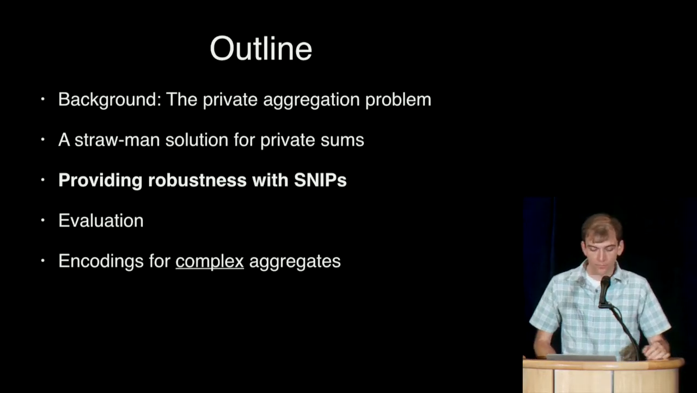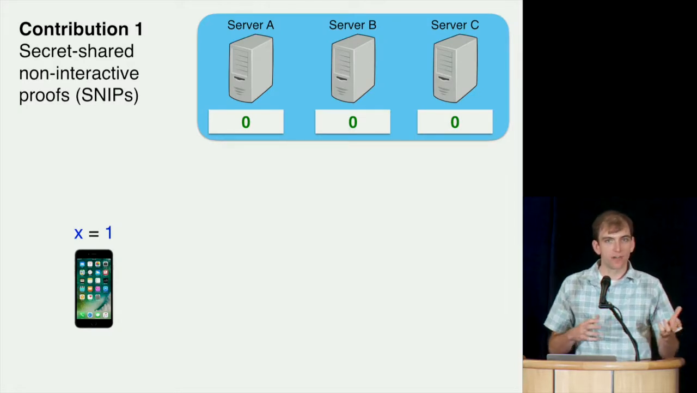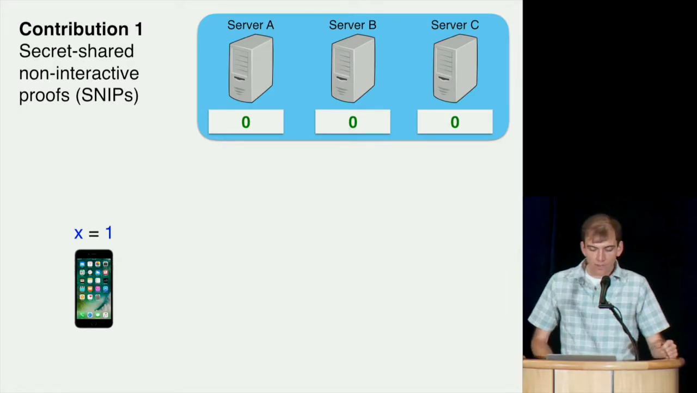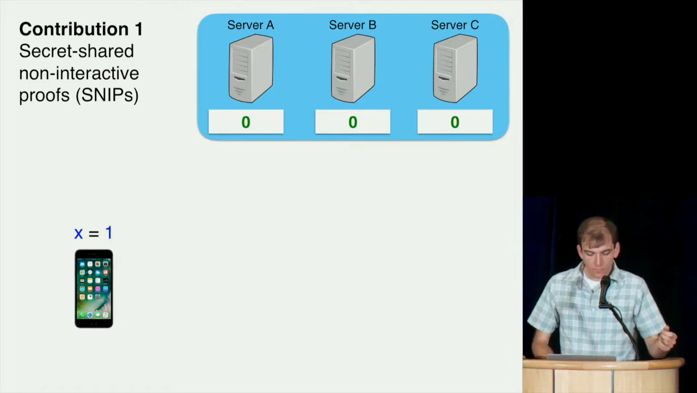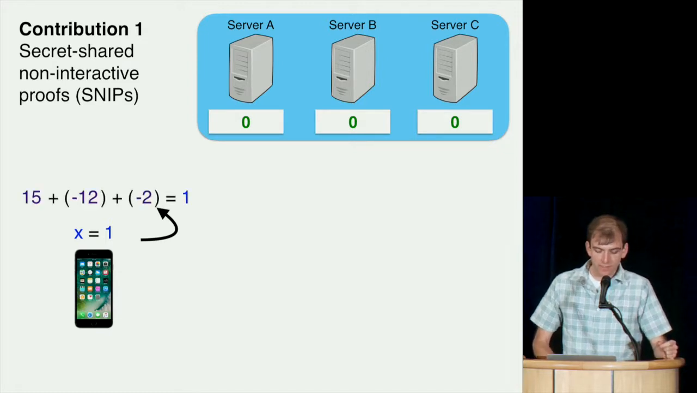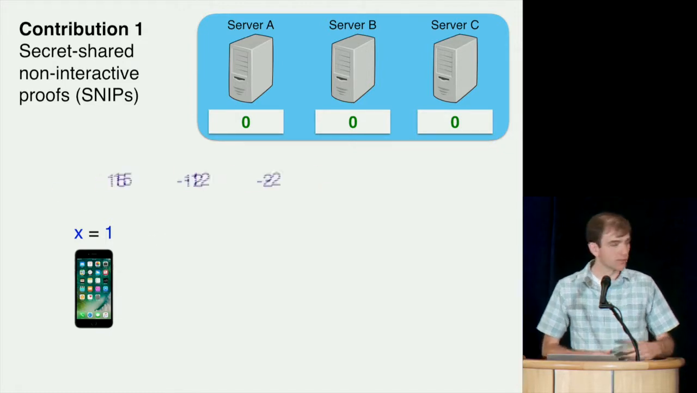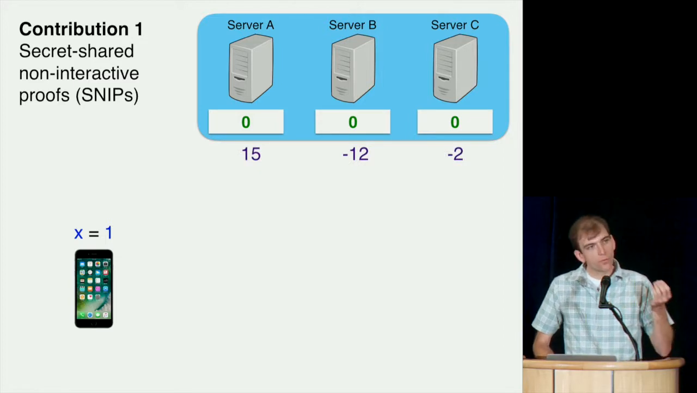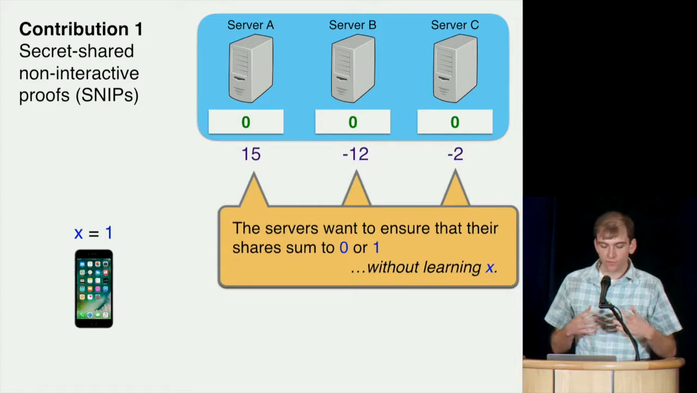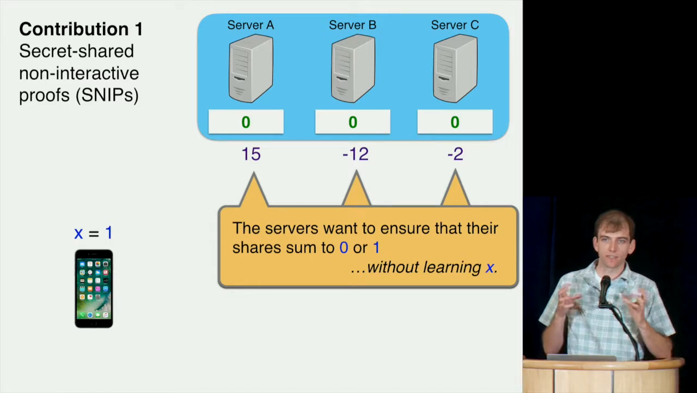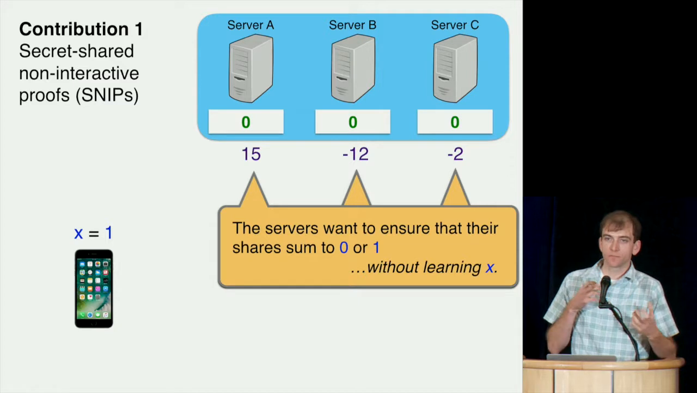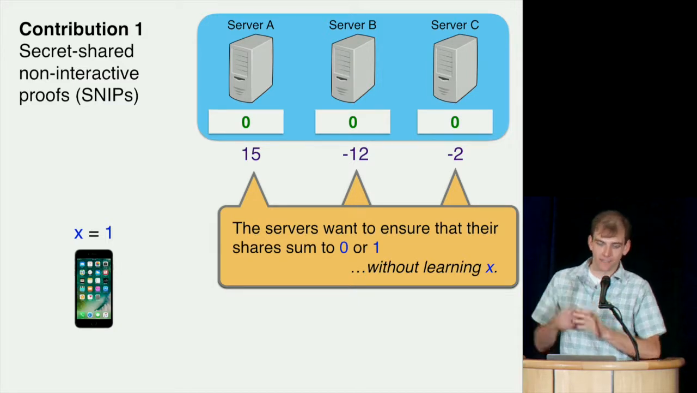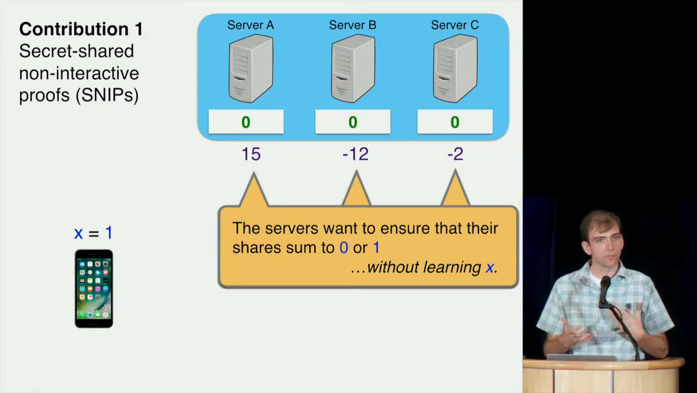Okay, so now let me tell you about how we provide robustness against malicious clients with this new cryptographic tool. We've called this a secret shared non-interactive proof, or a SNIP. And the way we use SNIPs in PRIO is as follows. It's pretty similar to the strawman scheme at the beginning. The client takes its private value, splits it into shares, and sends one share to each of the servers. But then before they process these shares, the servers want to check that their shares actually sum to something valid. They want to check that these numbers, if you added them up, would sum to 0 or 1, not something big.